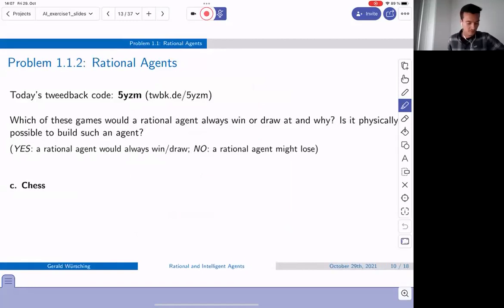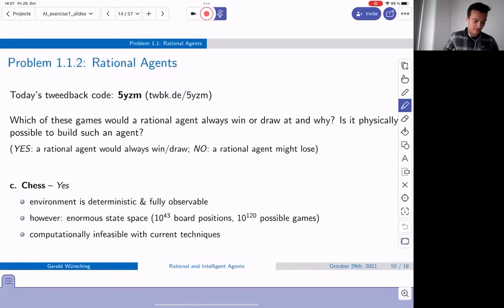Okay, then the last question, a little more interesting. So for chess, again, Tweedback. You can start the Tweedback question again. You can vote yes or no for chess, whether a rational agent would always win or draw at chess. So about 60% of people chose yes. Okay, all right. 60%, yeah, that's again the majority, so that's also correct.